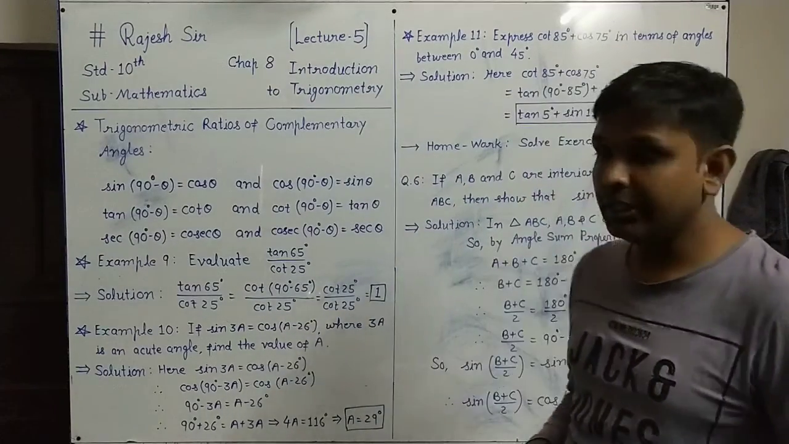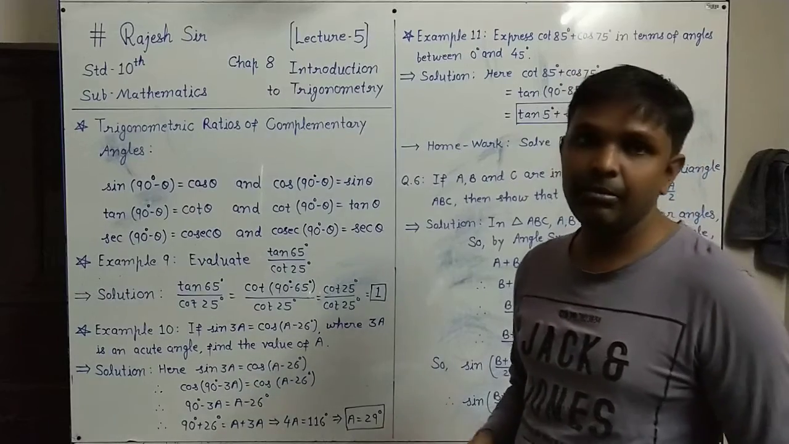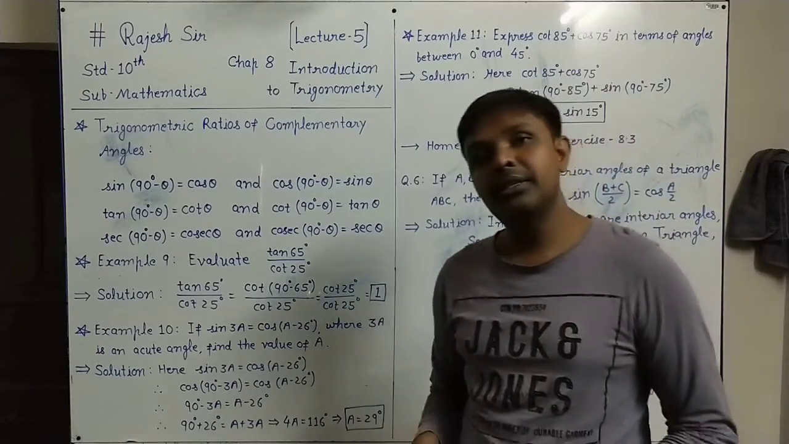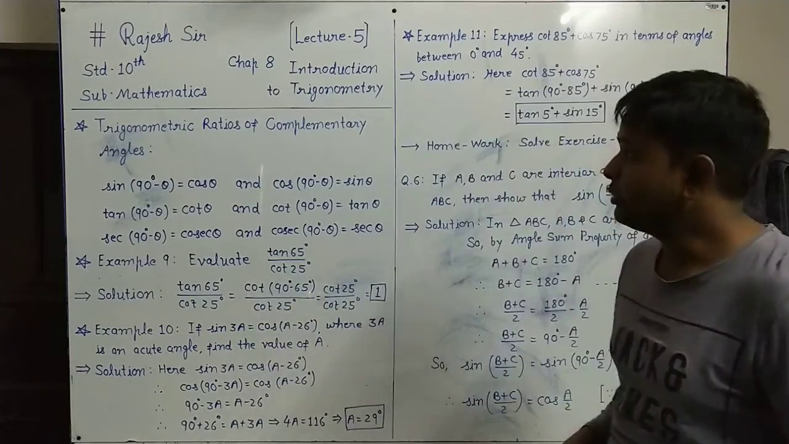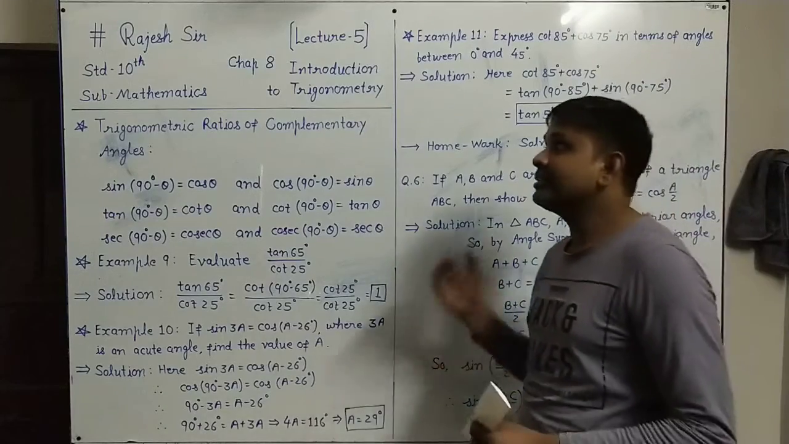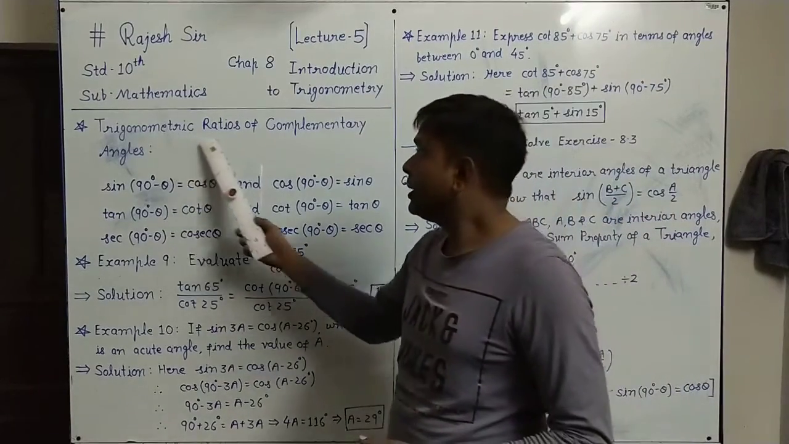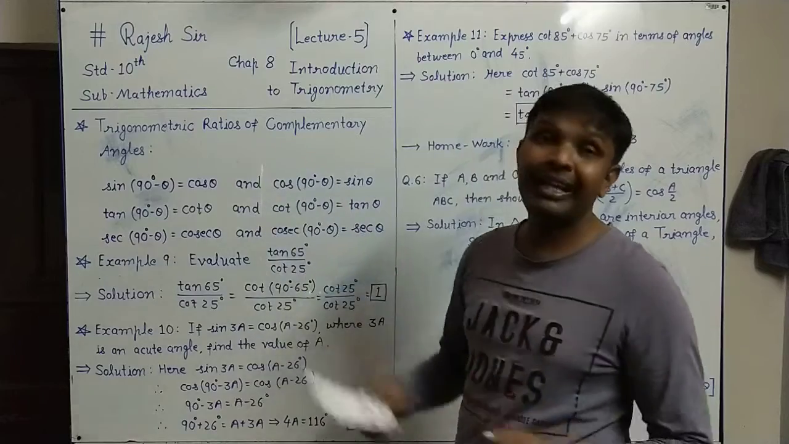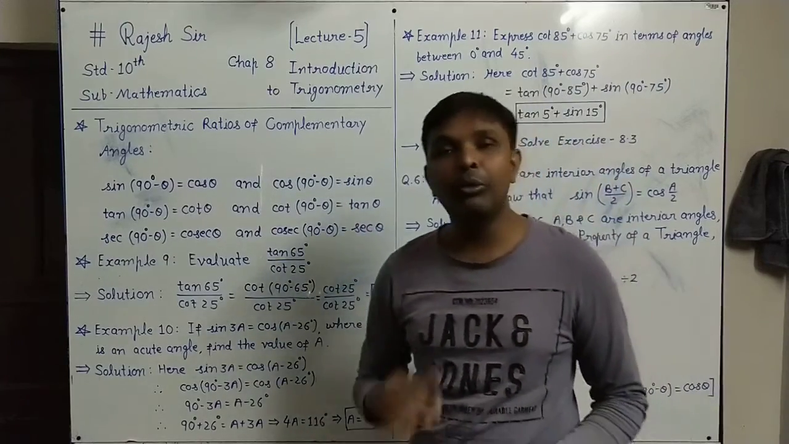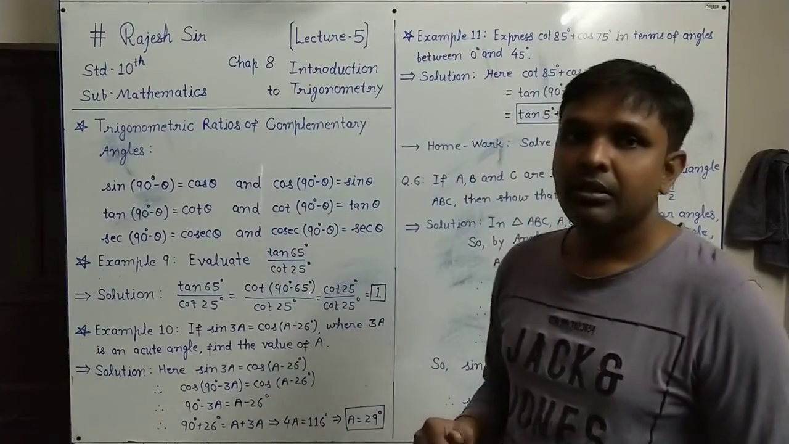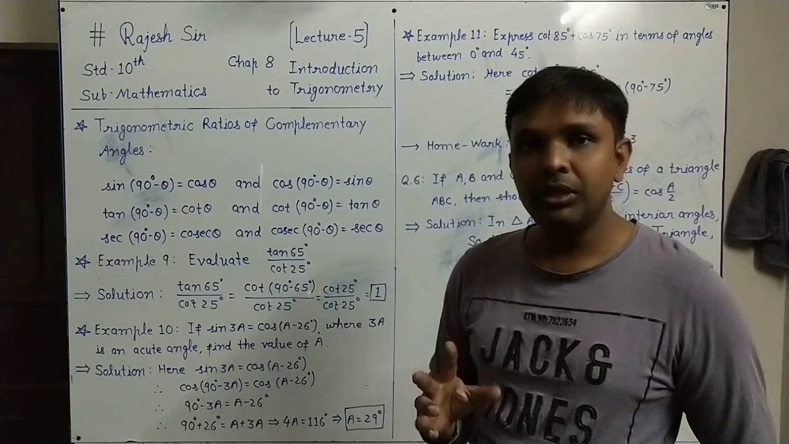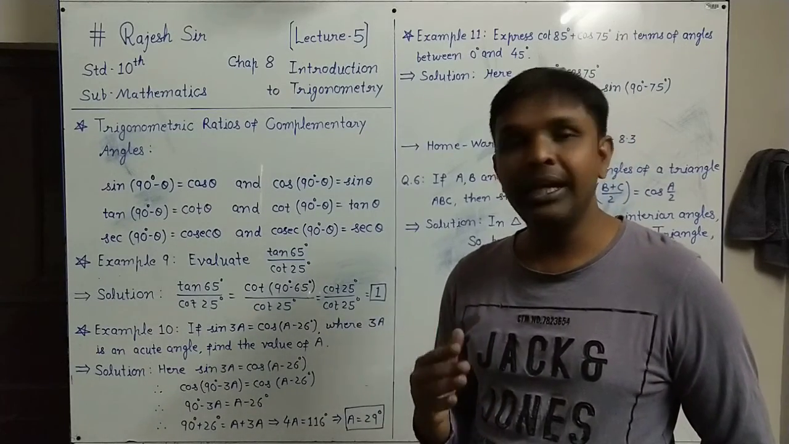In the last lecture, we saw the trigonometry table and did related examples. You solved Exercise 8.2 as homework. The next topic in this chapter is the trigonometric ratios of complementary angles. As you know, if the sum of two angles is 90 degrees, then both angles are called complementary angles.